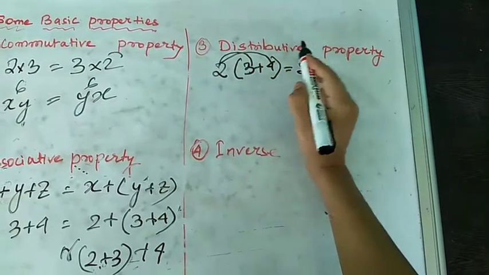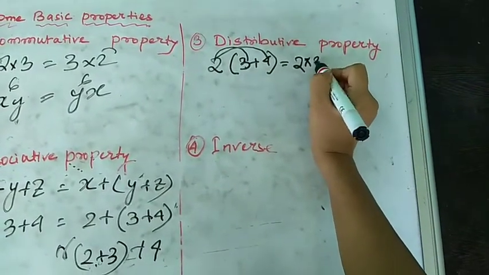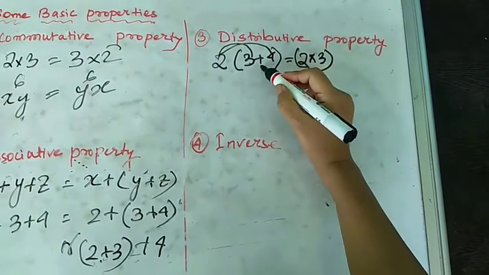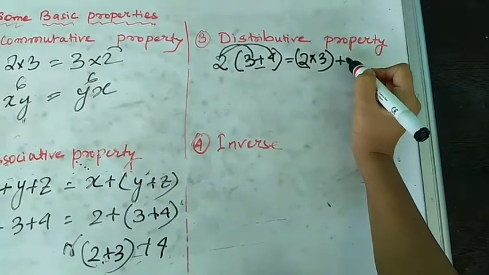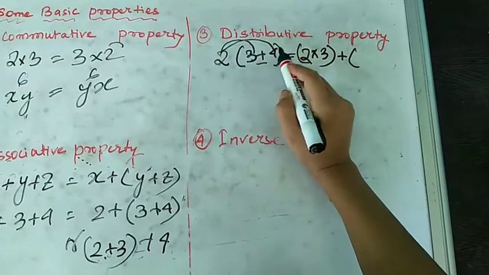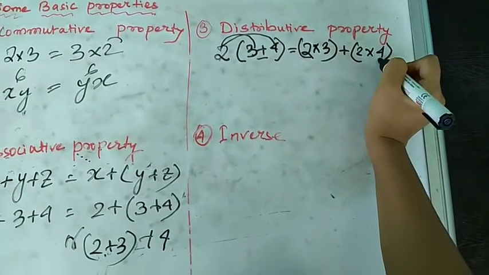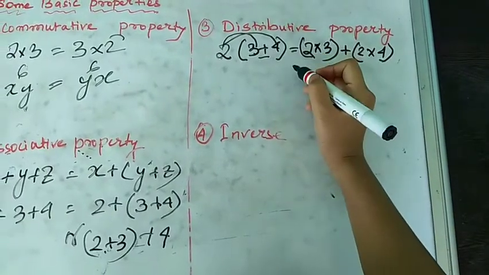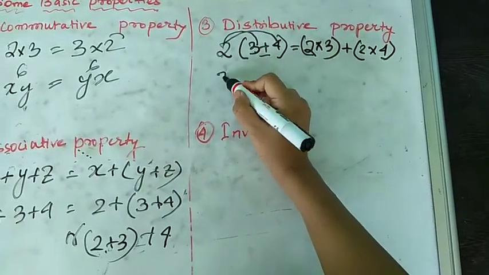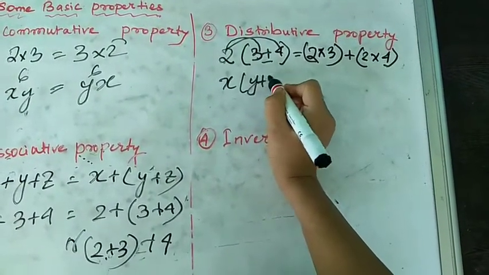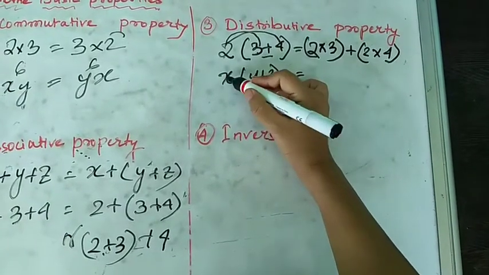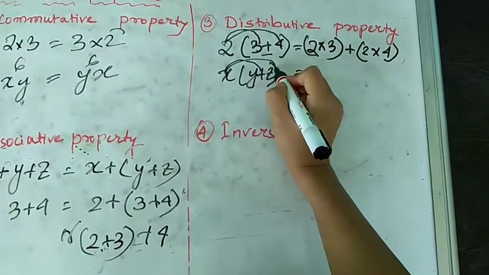So, we can write this as 2 into (3 + 4), since there is a plus here, plus 2 into 4. Since one of the numbers gets distributed to both the numbers, it is known as distributive property. Now, let us look at some examples with variables. So, x into (y + z). x is distributed to y, x is also distributed to z.